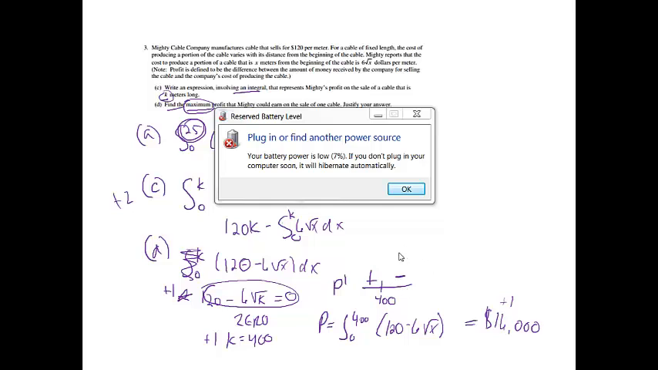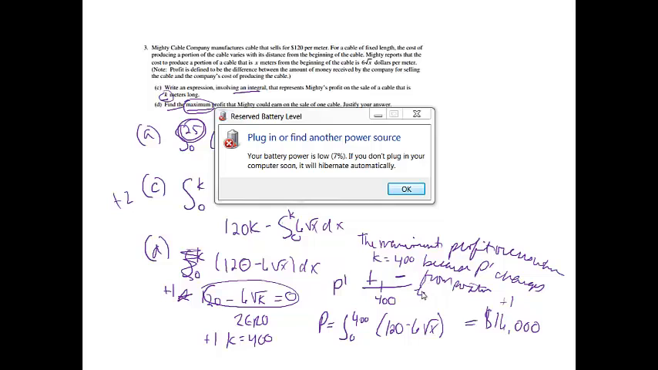It did say to justify your answer, so I should have said the maximum profit occurs when k equals 400 because P prime changes from positive to negative. So that was worth my final point on that one. So that whole part was worth 4 points. So hopefully you got some good points on that one too.